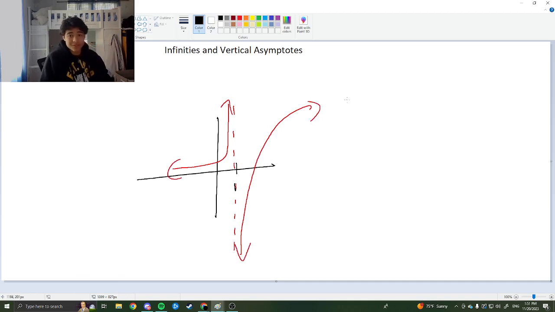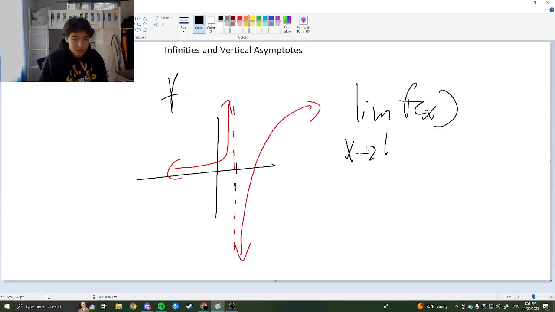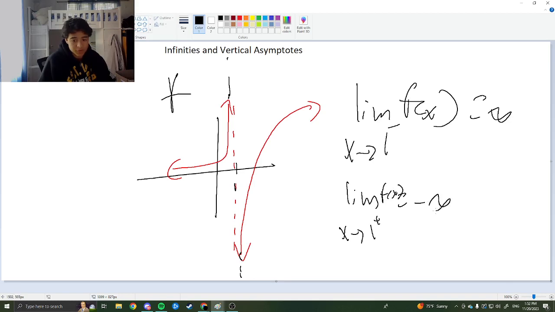If your function looks like this, what is your limit when x is approaching 1 of f of x? Let's say this function is f. Well, your limit from the left, if you look at this, where's it approaching? It's going to go on forever. It's never going to touch 1, but it's going to get infinitely close. So from the left, it's going to be infinity. And from the right, it's going to go down, down, down forever. So the limit as x approaches 1 from the right is going to be negative infinity because it's going down forever.